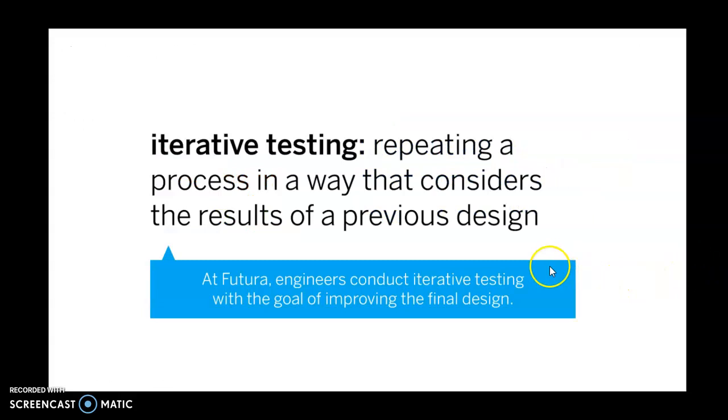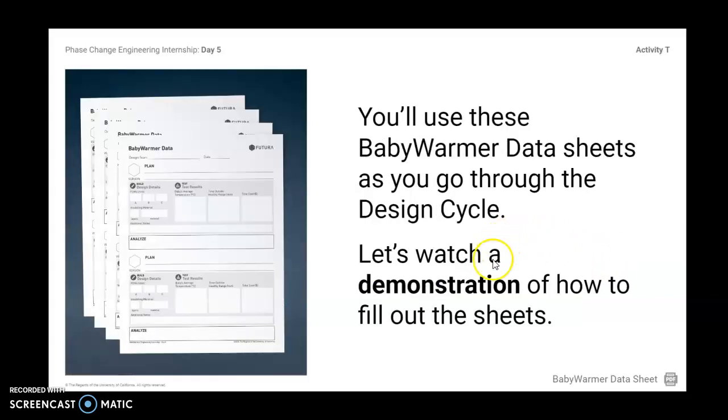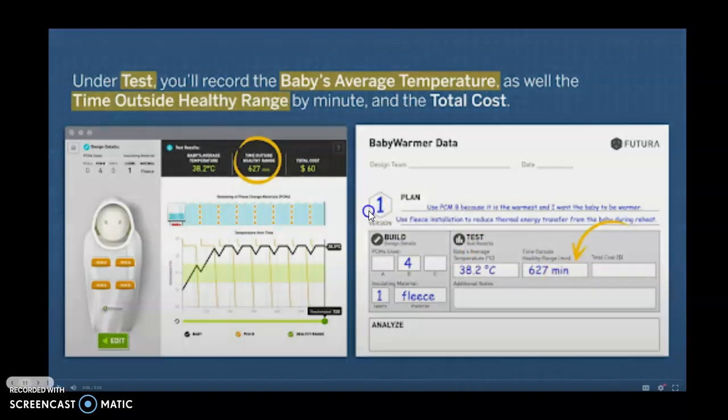All right. So iterative testing is basically just repeating a process in a way that considers the results of the previous design. So you're just repeating it and you're using the previous design to help you with repeating that process. You're going to be using your baby warmer data sheets. You have several of these in your binder. I think you have 4. And you are going to go through the design cycle. So let's watch a demonstration of how to fill out these sheets.